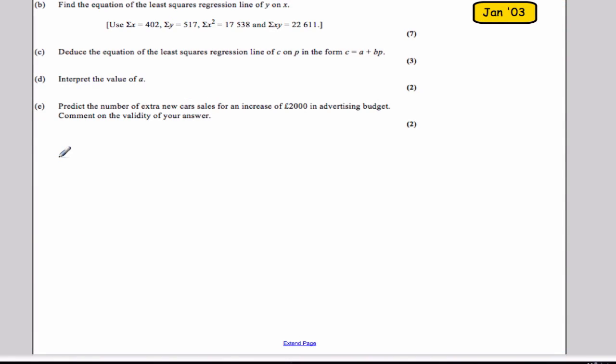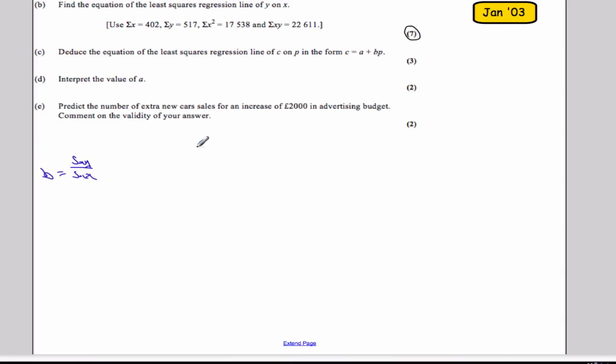Okay, next part of the question is find the equation of the least square regression line of y on x. And again, we're given some summary statistics here. So this is a 7-mark question. There's obviously quite a bit going on. Right, the first thing we're going to need is the value of A and the value of B. In order to get B, I need to get Sxy, and I need Sxx. So a little bit of work to be done here.